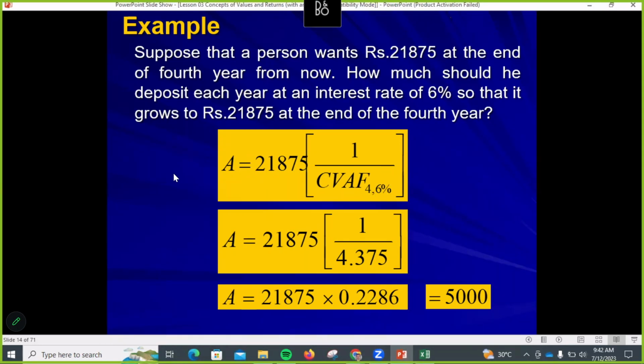So usually companies apply the sinking fund formula. Usually they borrow money by issuing debentures, like bonds, like our government is doing. Our government is issuing bonds to the public and getting money from the public, and they spend it for their government expenditures. So at the end of the period, they want to repay the bonds.